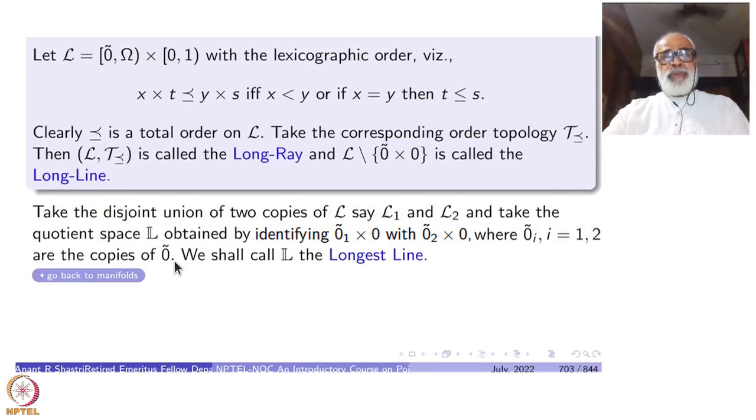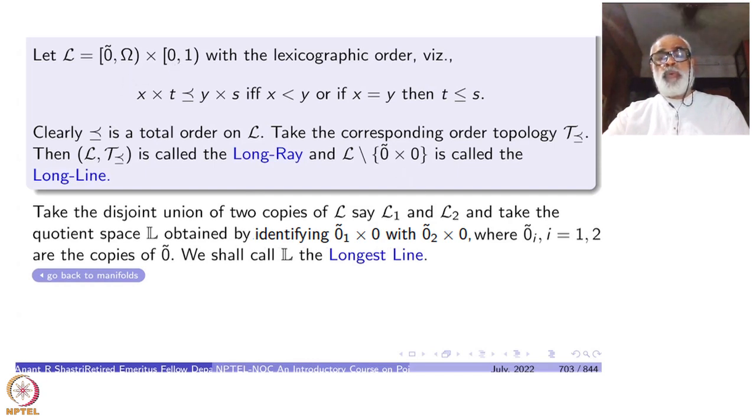Now I will define one more thing here without much effort. What I do? I take two disjoint copies of L. Let's call them L1 and L2, and take the quotient space, this Euler font L, obtained by identifying the (0, 1) with the 0 of the second coordinate. Okay, (0, 1) cross 0 you can say, and (0, 2) cross 0. Okay, those two points are there, right?